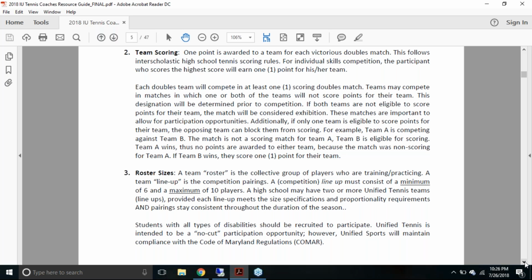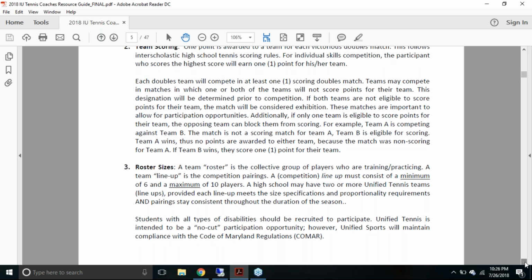Additionally, if one team is eligible to score points for their team, the opposing team can block them from scoring. For example, Team A is competing against Team B. The match is not a scoring match for Team A. Team B is eligible for scoring. Team A wins, thus no points are awarded to either team because the match was non-scoring for Team A. If Team B wins, they score 1 point for their team.